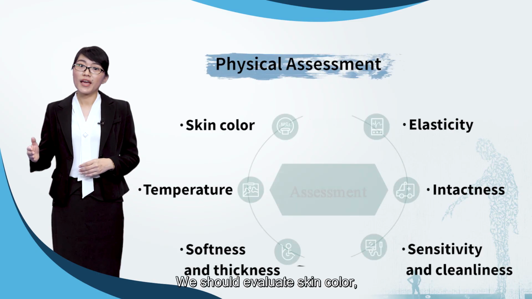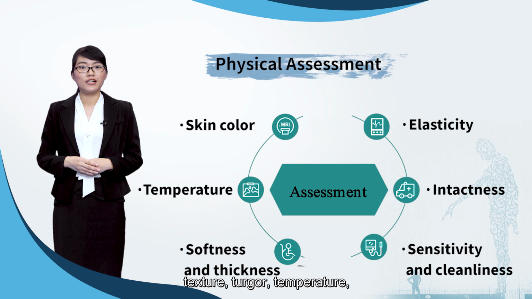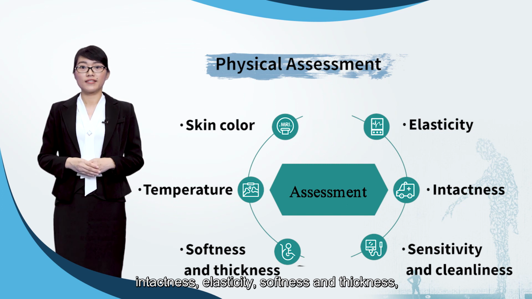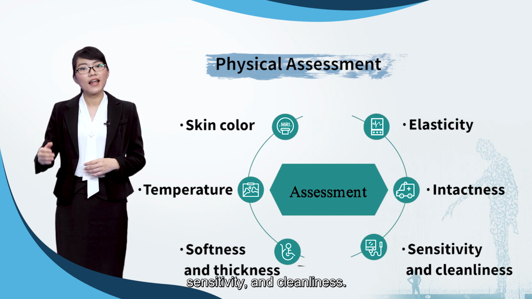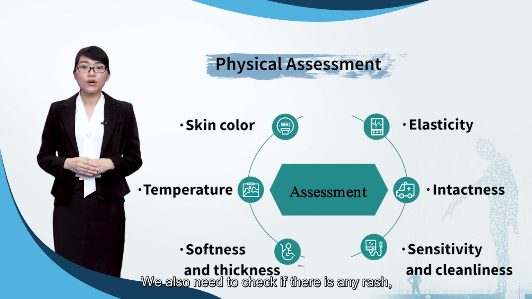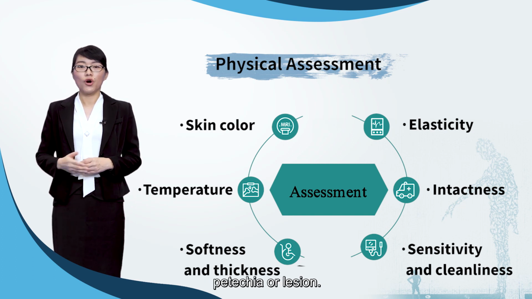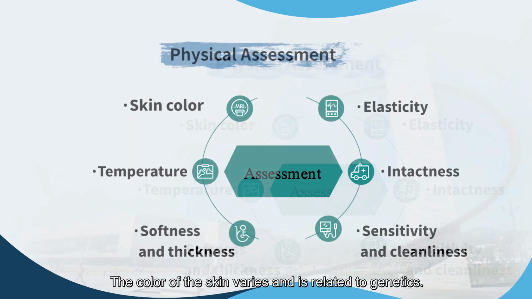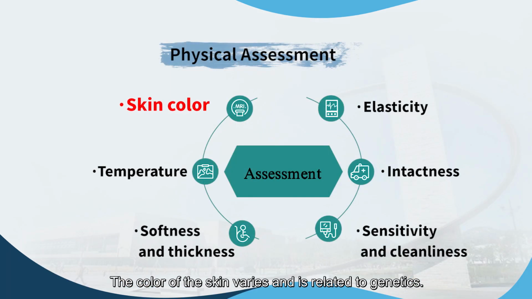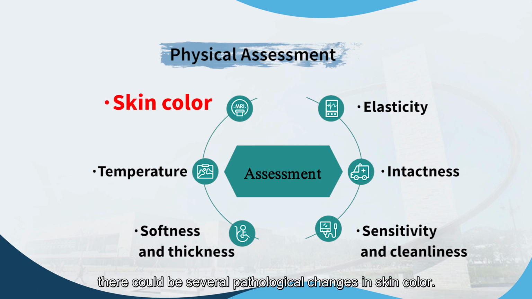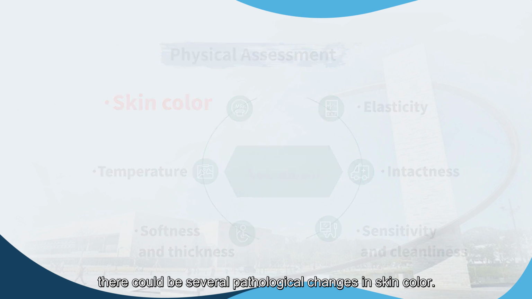We should evaluate skin color, texture, turgor, temperature, intactness, elasticity, softness and thickness, sensitivity and cleanliness. We also need to check if there is any rash, petechiae, or lesion. The color of the skin varies and is related to genetics. However, there could be several pathological changes in skin color.